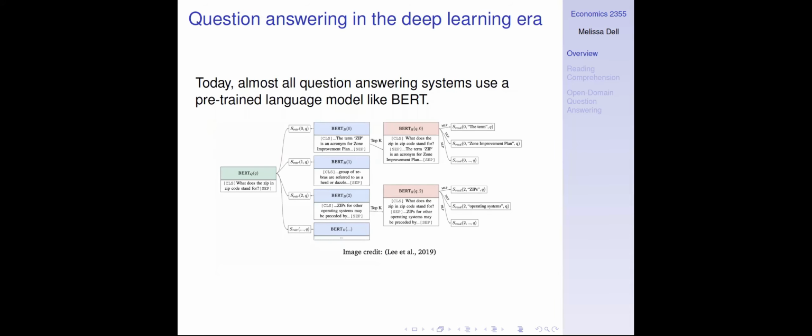Today, almost all question answering systems use a pre-trained language model like BERT. In some sense, now that we've covered BERT and transformers, the rest of this class is maybe a little bit boring, because the same thing that we saw with the sentiment analysis, it's all going to essentially use BERT. Once you understand BERT and its variants, you can do all kinds of interesting things. And that's going to be equally true here.